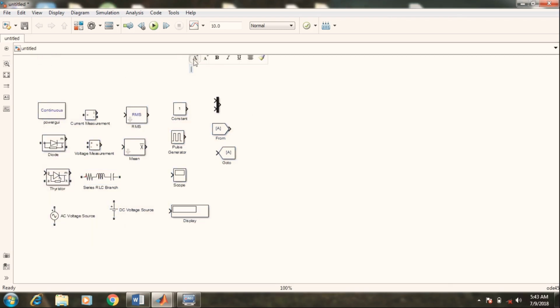So I would like to write the name: full bridge rectifier. Now we will connect the blocks. First, we want an AC voltage source.